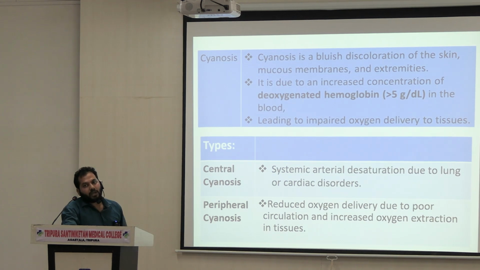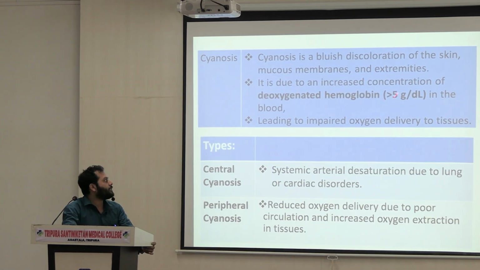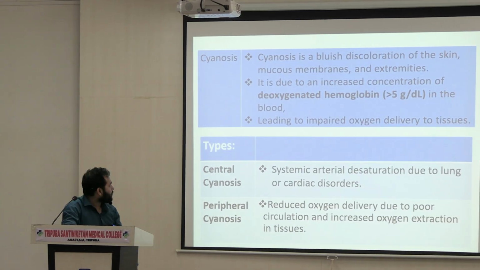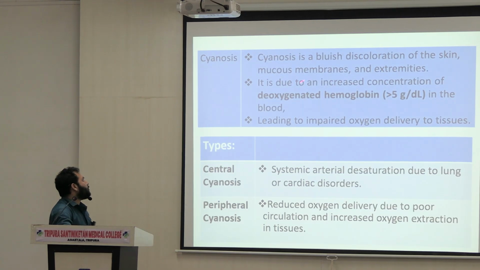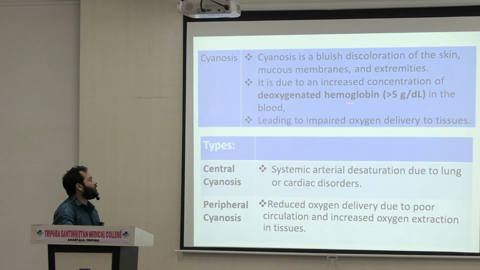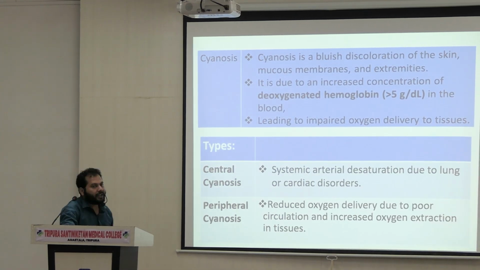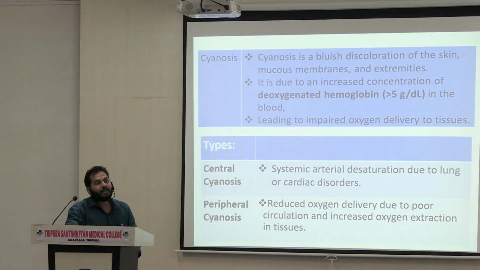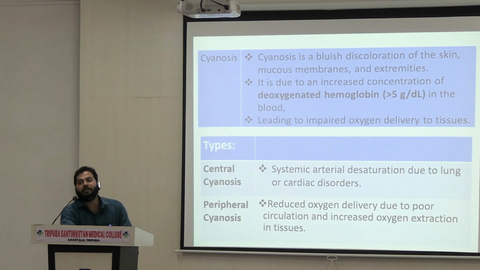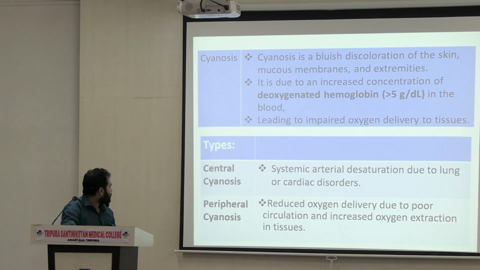So what is the concentration of that deoxygenated hemoglobin? It must be greater than 5 gram per deciliter, right? So what is the impact of this cyanosis? If there is deoxygenated hemoglobin in blood, it leads to impaired oxygen delivery to the tissue. So again, there is an impaired oxygen delivery at the tissue level.